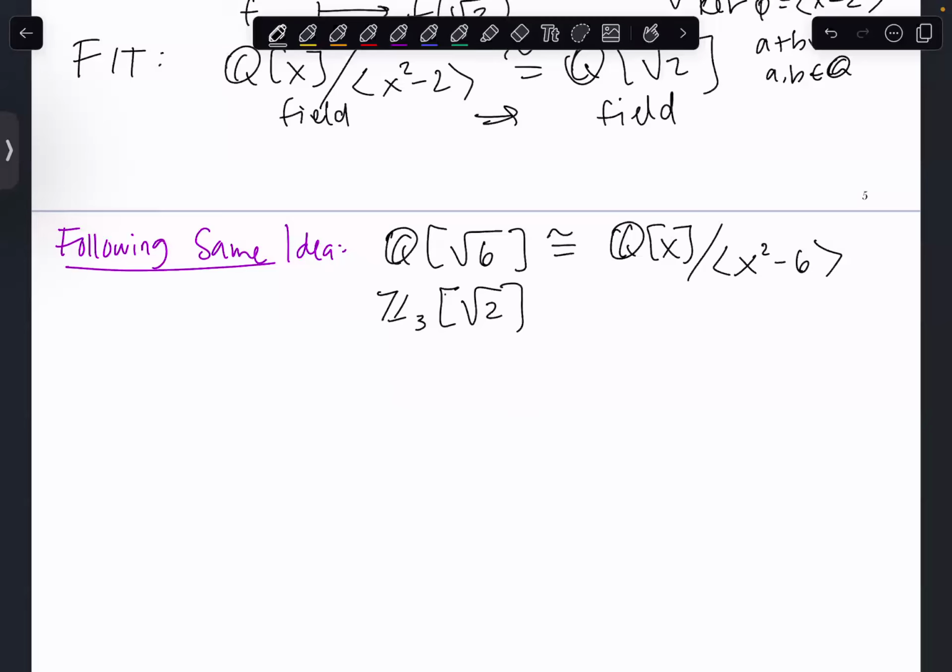I can think here, Z mod 3, a field, adjoin root 2. I want to think what kind of irreducible polynomials have root 2 as a root, even though I'm living inside Z3. Here I can think Z3[x], and here I can think x squared minus 2. This ends up being irreducible. If I plug in, this is the same as x squared plus 1. If I plug in 1 or 0 or 2, I don't get 0 mod 3, so this is irreducible.